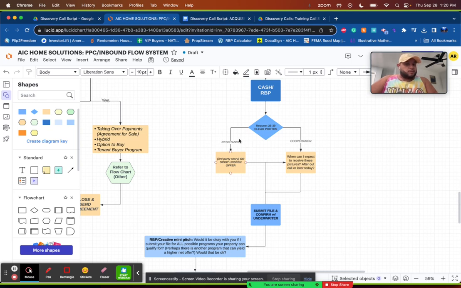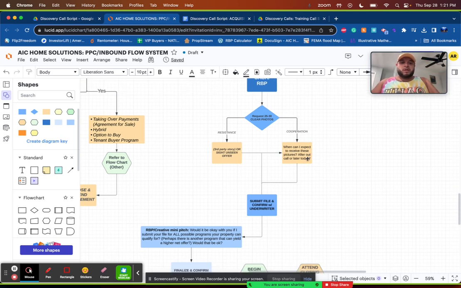And so that sometimes comes with resistance, and we go to the third party story. Sometimes they're very cooperative and they understand right off the bat. I like to usually use the third party regardless, honestly, because it gives them context as to why we're requesting these pictures. And then I go straight to the expectation again. When can I expect these pictures from you? Like right after our call or later today, right?